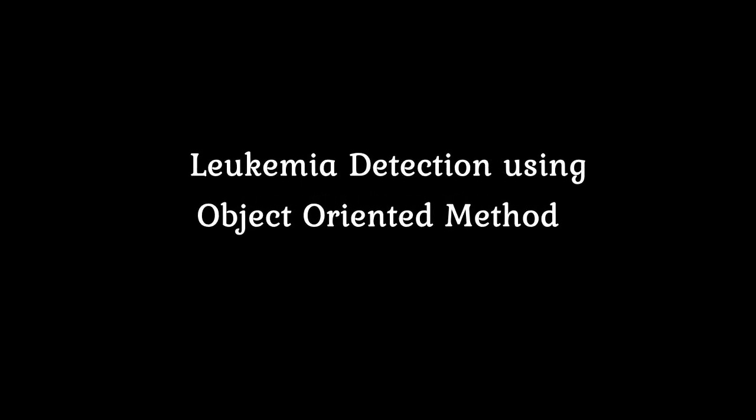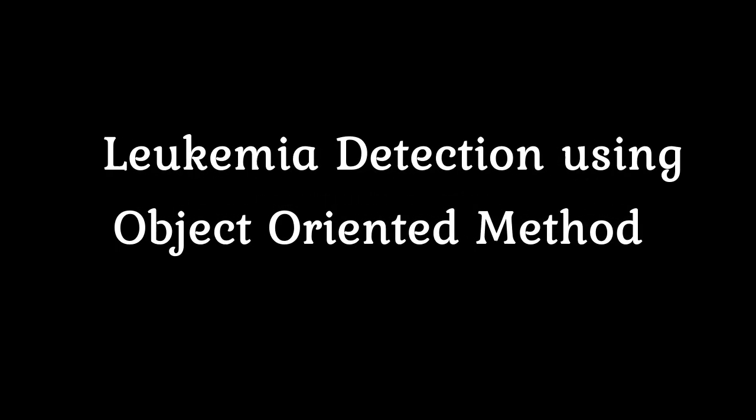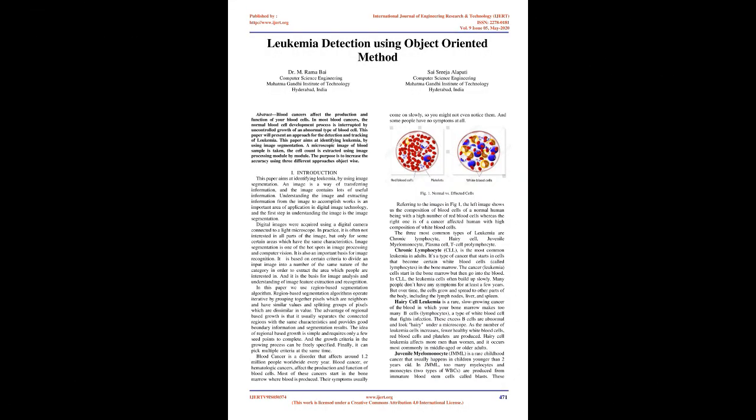Leukemia detection using object-oriented method. Abstract: Blood cancers affect the production and function of your blood cells. In most blood cancers, the normal blood cell development process is interrupted by uncontrolled growth of an abnormal type of blood cell. This paper will present an approach for the detection and tracking of leukemia.